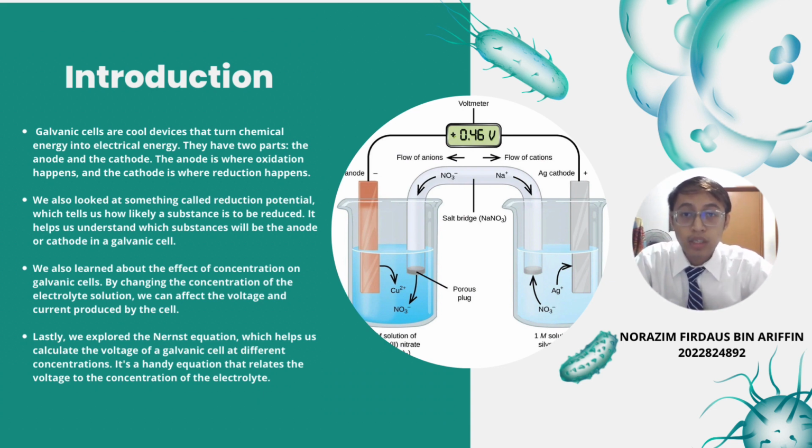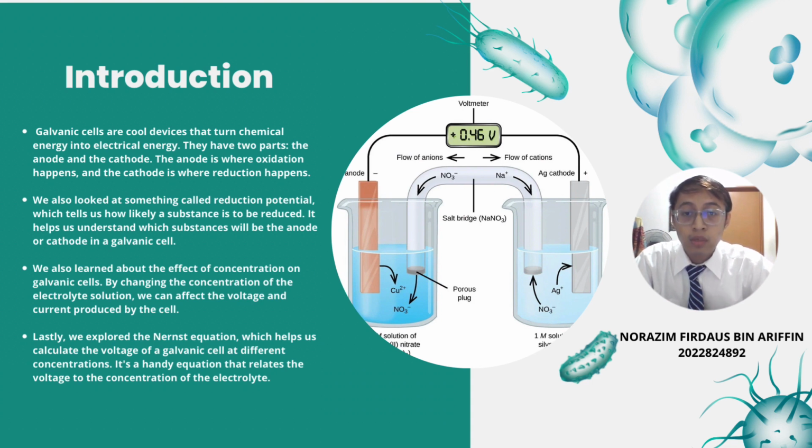So today we will explore the galvanic cells that consist of two crucial parts, which are the anode and the cathode. The anode is where oxidation occurs, and the cathode is where reduction takes place. We have also looked into reduction potential, a key concept that helps us predict which substance will serve as the anode or cathode in a galvanic cell.